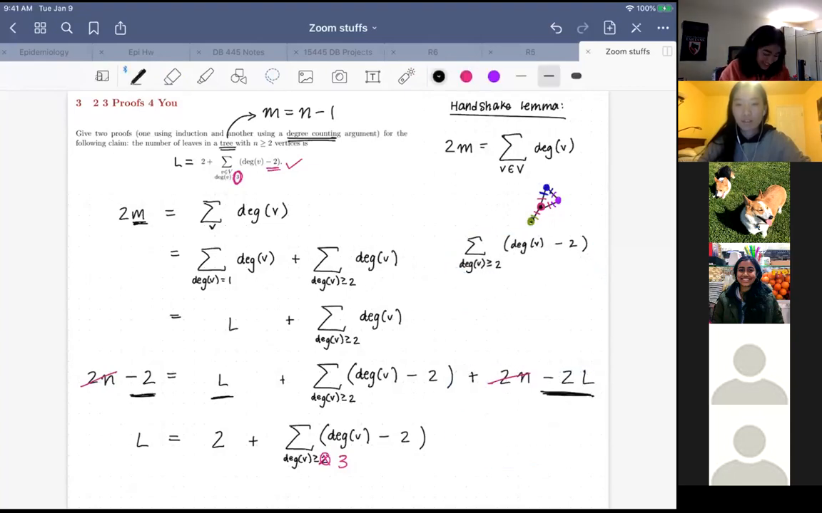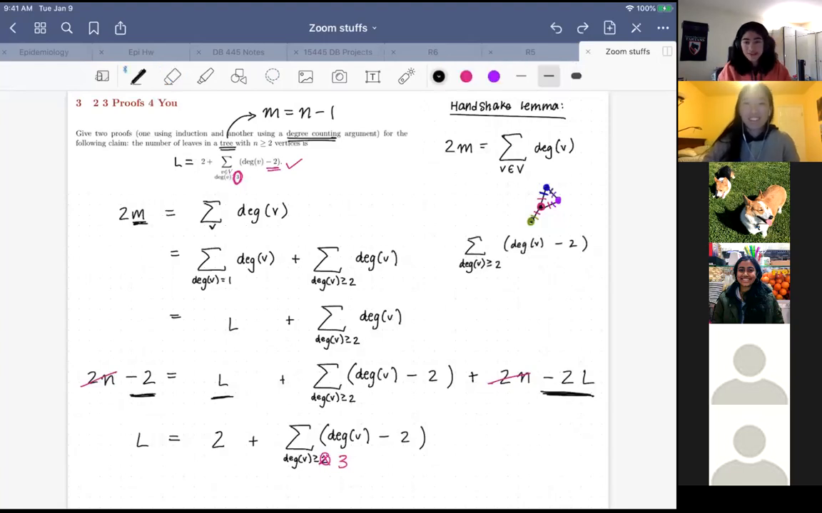We can't use it because it's not a tree. Let me go ahead and make it a tree. There we go, this tree right here. So this tree has no vertices of degree 2, so it's going to be pretty useless for this. Let us not use this as an example.